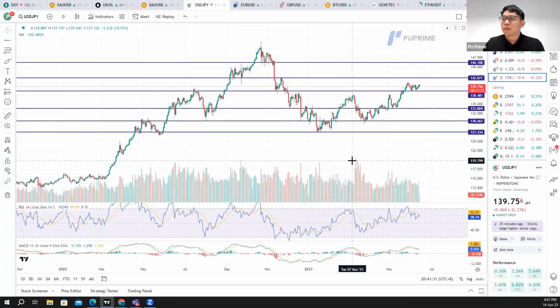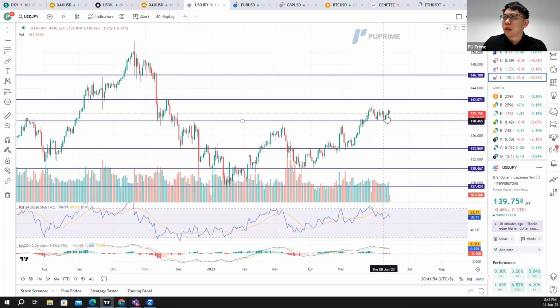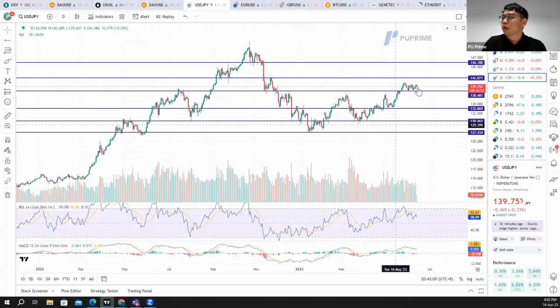So maybe at the end of the year or even a few months later, the BOJ is going to tweak their monetary policy. Maybe they will start to increase the interest rate. Again, we know increasing the interest rate will boost the strength of the currency. So let's say the BOJ starts to increase the interest rate, then the Japanese yen will be stronger, and the pair will start to decline.